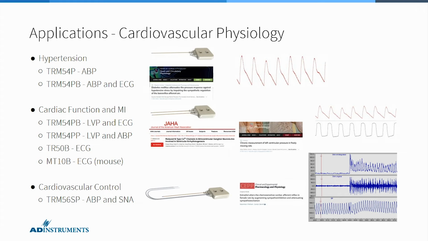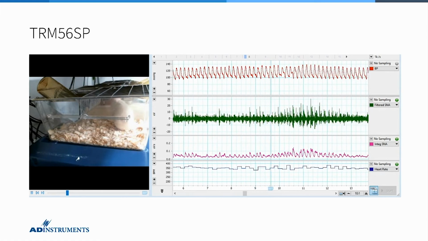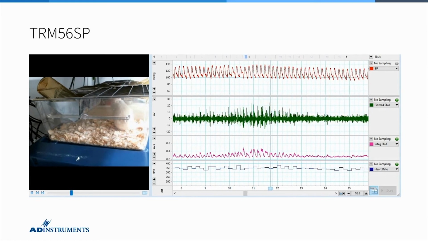And then finally, from a cardiovascular physiology, this is a bit of a whistle-stop tour, but you can also carry out studies of cardiovascular control using the 56SP arterial pressure and sympathetic nerve activity telemeter to record arterial blood pressure from the descending aorta and renal sympathetic nerve activity as well. So this is looking at influences of the autonomic nervous system on blood pressure.